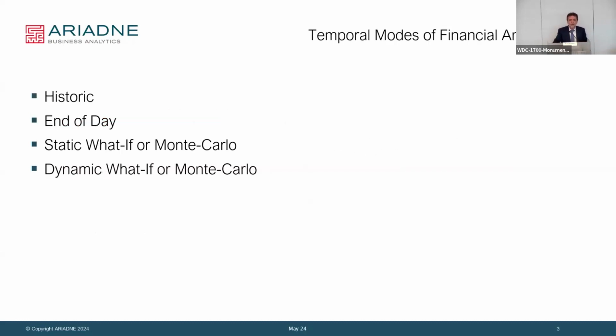Let's go to the temporal modes. From the analytic perspective, we have four temporal modes, you could say. You have on one hand the historic, what has been in the past, and then you're today, so what you look at is the present, that's end of day. Then you have what we call static what if, Monte Carlo. Much of risk management is actually about this static what if. And then we have dynamic what if, which is what I want to explain.